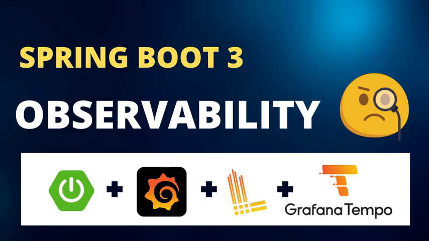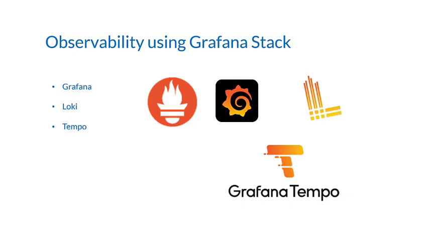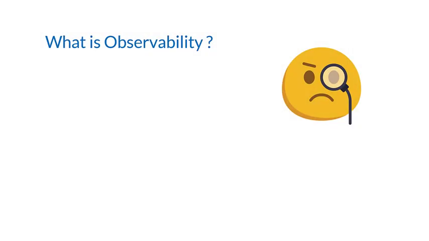In this video, we're going to learn about how to implement observability in your Spring Boot applications using Grafana Stack. In Grafana Stack, we have software like Loki, where you can aggregate and index the logs of your application. And then for implementing distributed tracing, we can use Grafana Tempo, which is similar to Zipkin. And finally, we have Prometheus and Grafana, where you can track and scrape the metrics of your applications and then visualize them using Grafana.